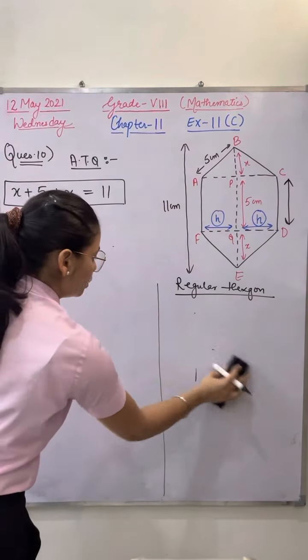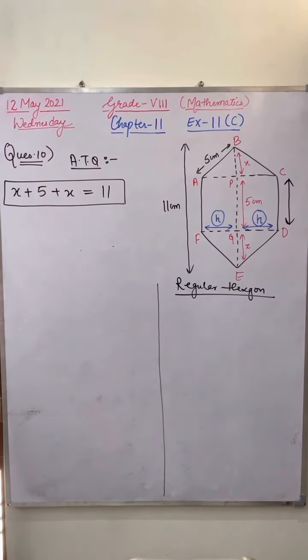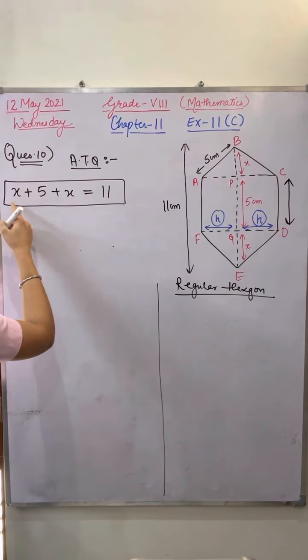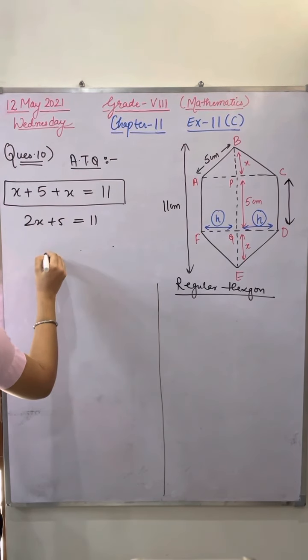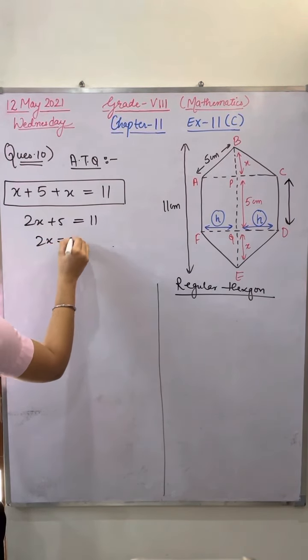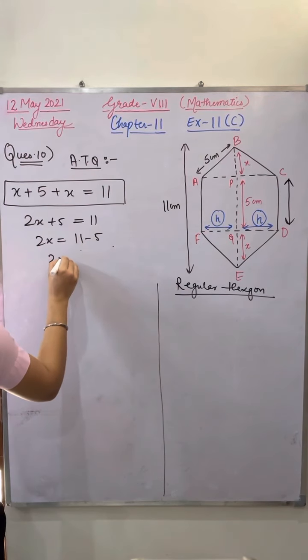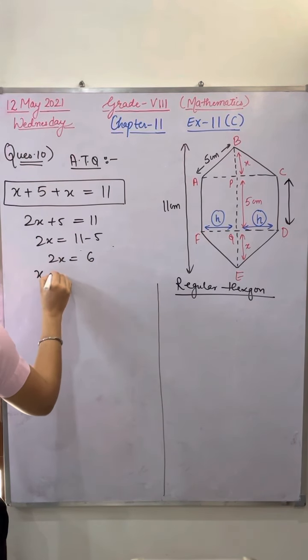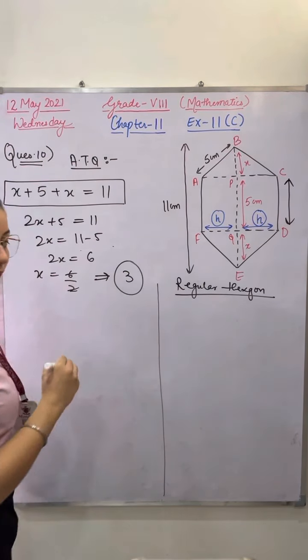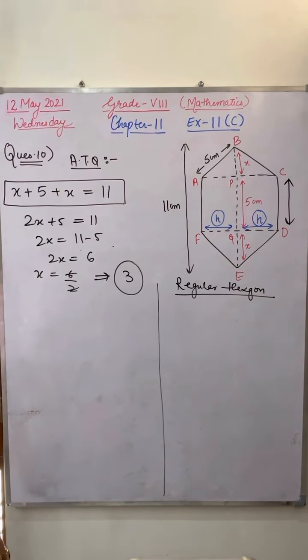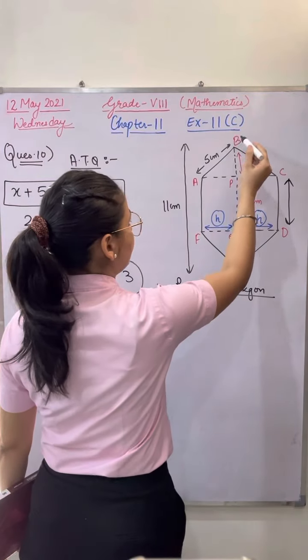How will you take out the value of x? x plus 5 plus x, that is 2x plus 5, is equal to 11. 2x is equal to 11 minus 5. 2x is equal to 6. x is equal to 6 upon 2, that is equal to 3. The x value has come, that is 3.